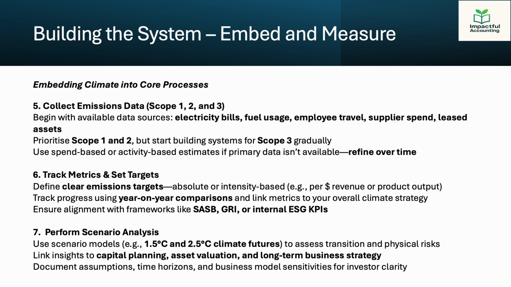Step six would be tracking metrics and setting targets. This is when you move from measurement to accountability. Set realistic emission reduction targets. Use carbon intensity metrics like emissions per unit of revenue or per product sold to track efficiencies. And make sure you compare your results year on year. That trend is what investors, auditors, and regulators care about.